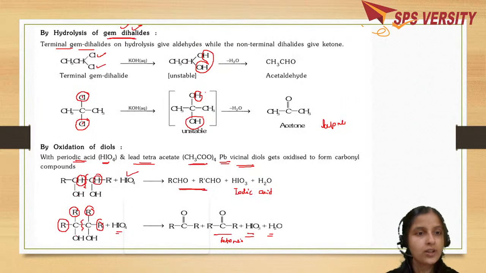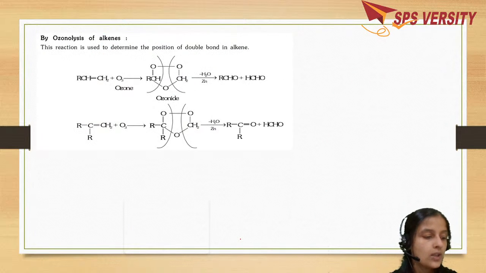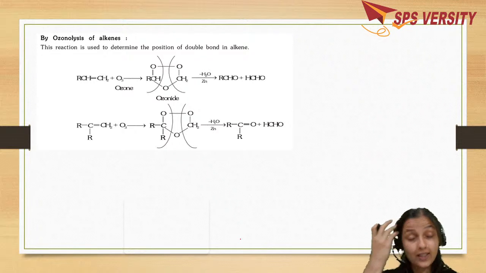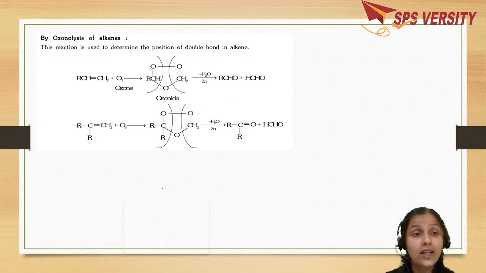This is about the reaction of diols, that's the vicinal diols with the oxidizing agent, resulting in the formation of aldehydes and ketones. So let's go for the next reaction, the ozonolysis of alkenes. You have already studied this in grade 11. Let me recall it once again.